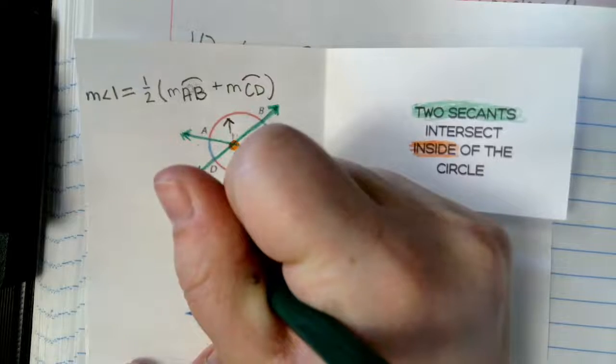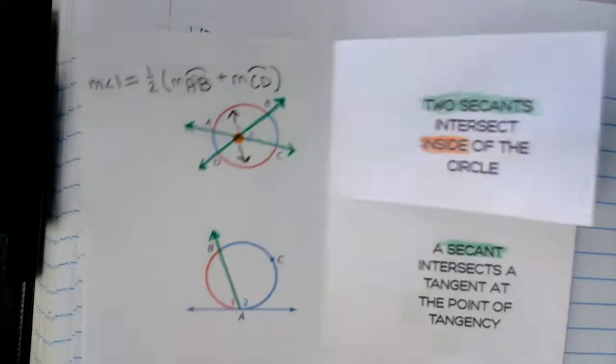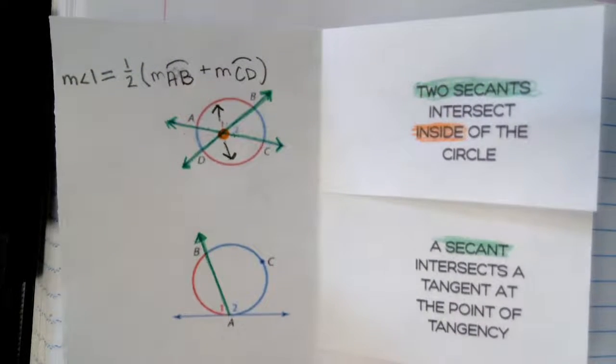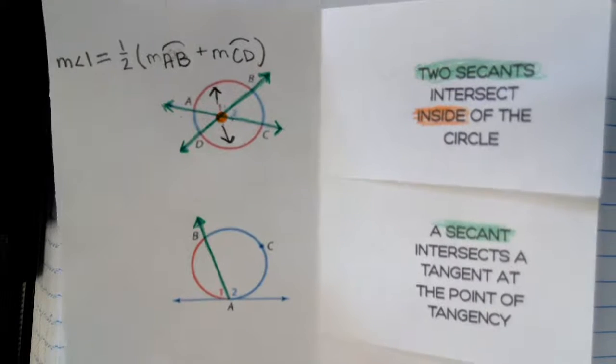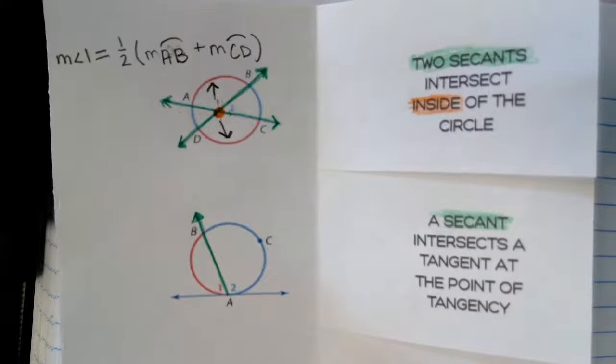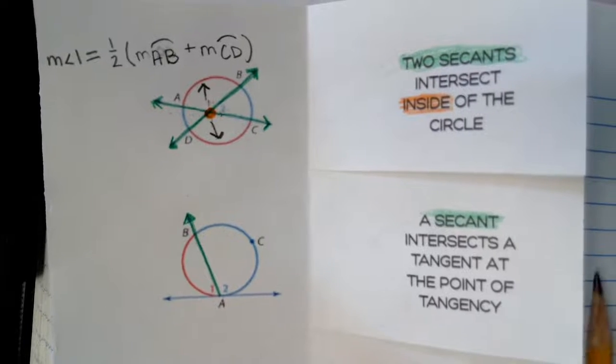But this time we also have a tangent. I'm going to do tangents in purple today. So a secant and a tangent intersect. So tangent, I'm going to use purple. You can use a different color. That's fine. It doesn't have to be the same colors.